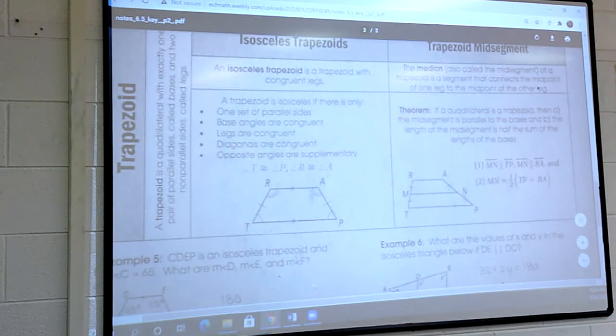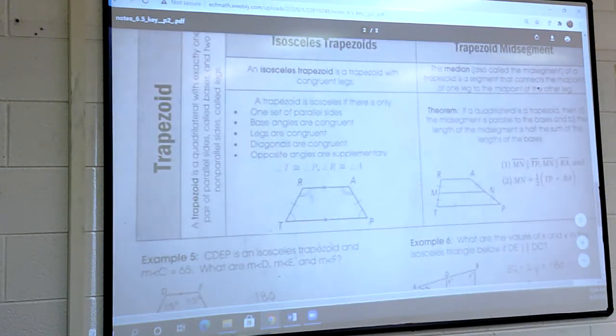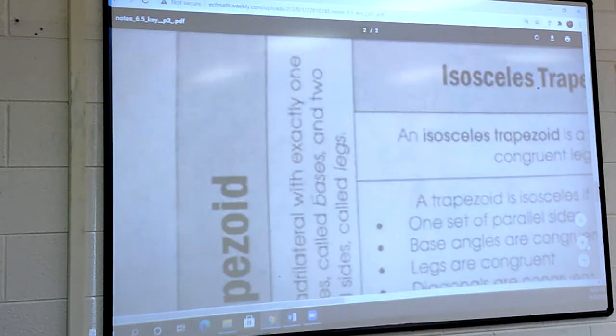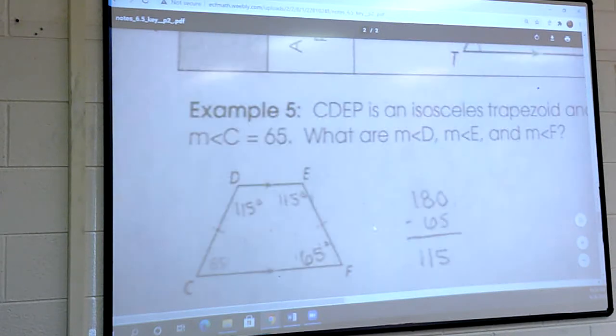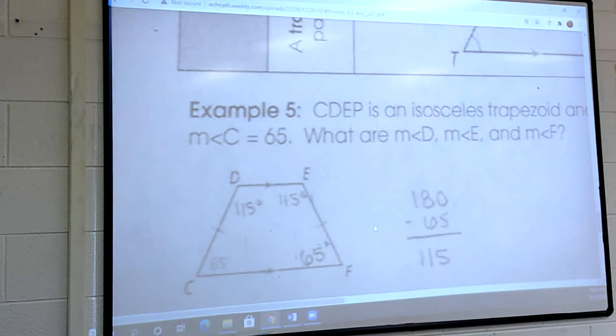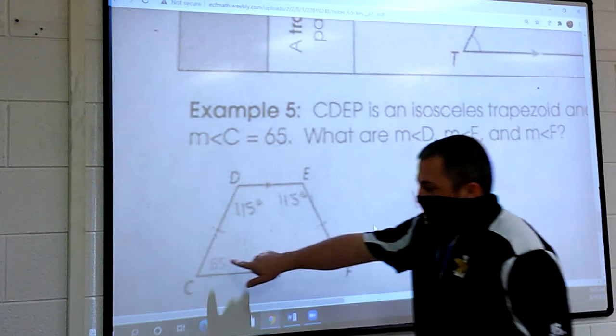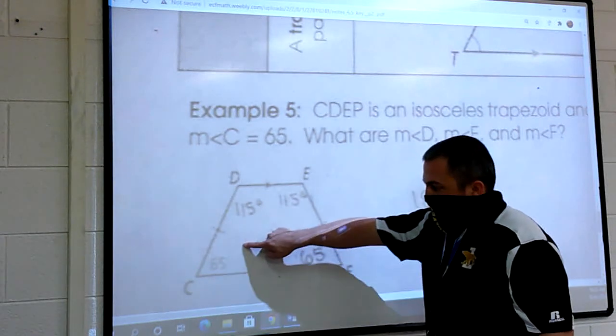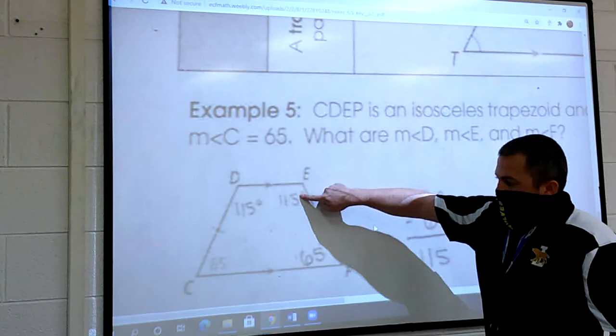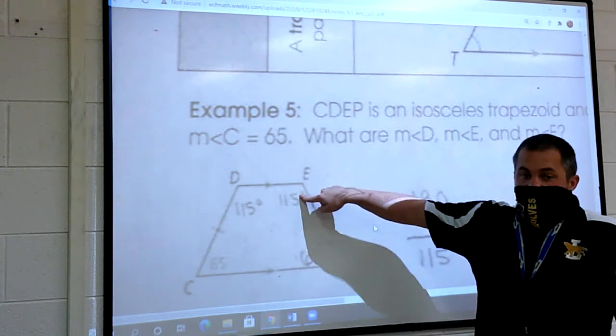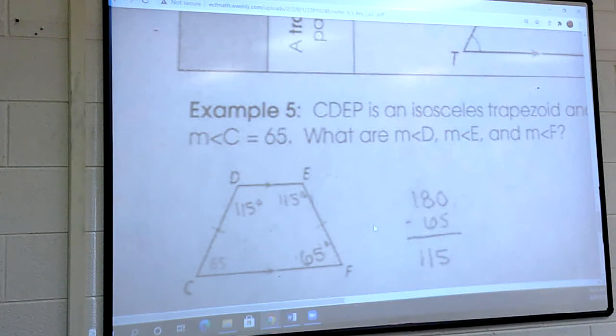So let's look at the first one, which is example 5. And I'm going to zoom in and scroll down. Now, it only gives you angle C is 65, right? But we know that opposite angles are supplementary, so they add up to 180. So if this angle is 65, the one directly across from it is 115. Because 180 minus 65 gives you 115.